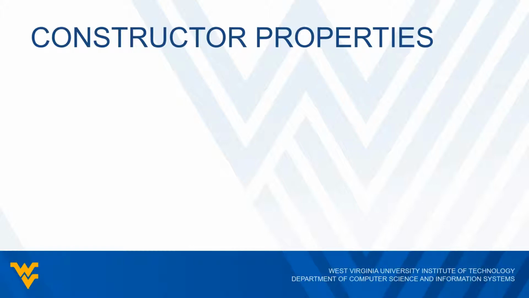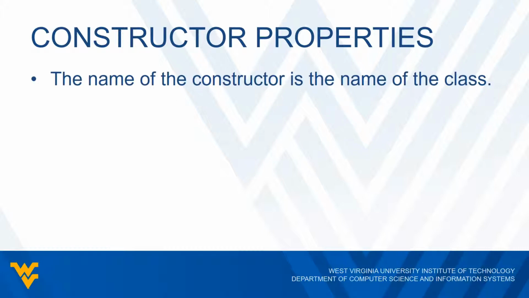Now constructors have the following properties. Some of them are just repeats from what we said earlier, but it's really important to mention these different properties. So first, the name of the constructor is the name of the class. Every class must have a constructor, and that name is always going to be whatever your class name is.